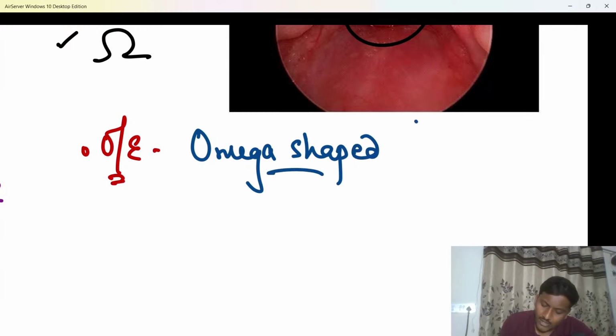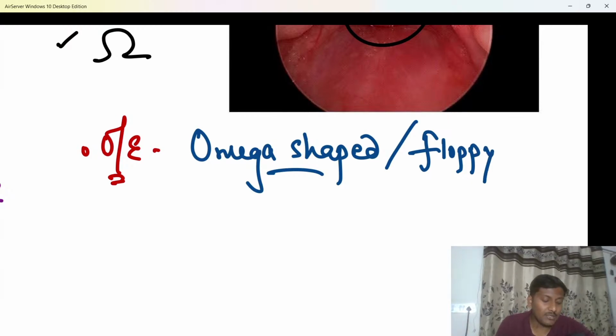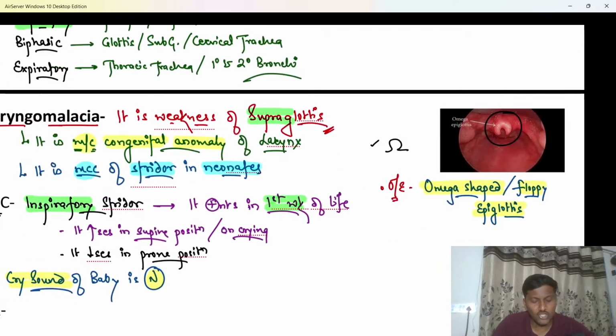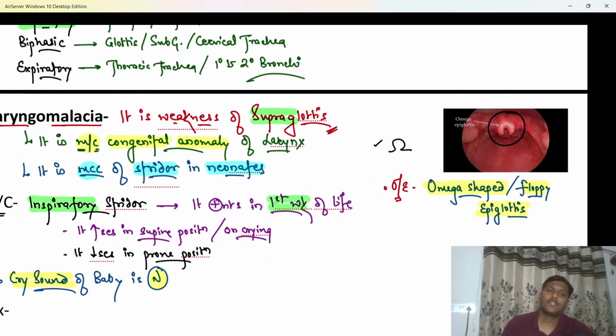Now, are they going to write always omega shape beta? No. Sometimes if they want to make it easier for you, वो उसके जगह बस दूसरा term use कर लेंगे, that is floppy. Floppy means weak and loose. ठीक है? So they can also write it is a floppy epiglottis. Both mean the same thing. So omega shaped epiglottis या floppy epiglottis will be seen on laryngoscopic examination in a child suffering from which condition? Laryngomalacia. Got it?